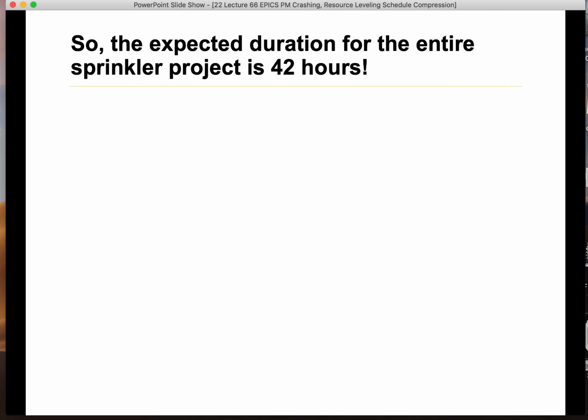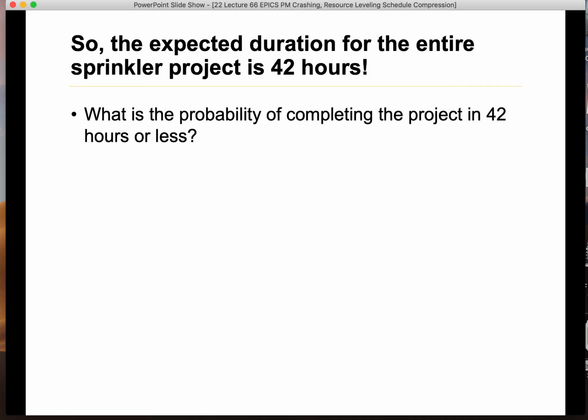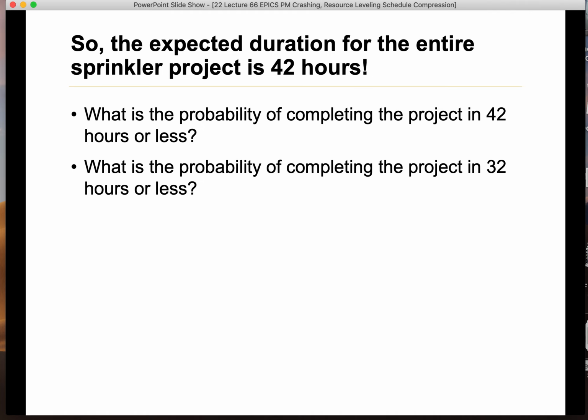So think about it. In the previous example, let's say that you can complete the project in 42 hours. What were some of the questions that might arise? What is the probability of completing the project in 42 hours or less? Your CEO, your manager, your program manager may ask you this question. Or what is the probability of completing the project in 32 hours or less? Can you have this question asked to you? Sure, because maybe the customer is waiting for your delivery, not in 42 hours, but 32 hours.